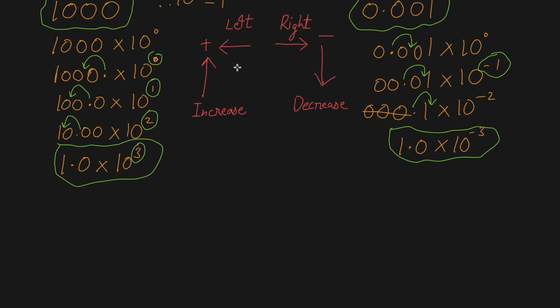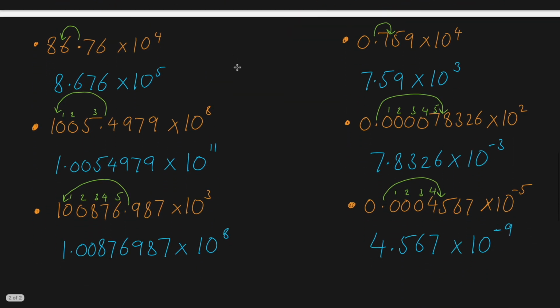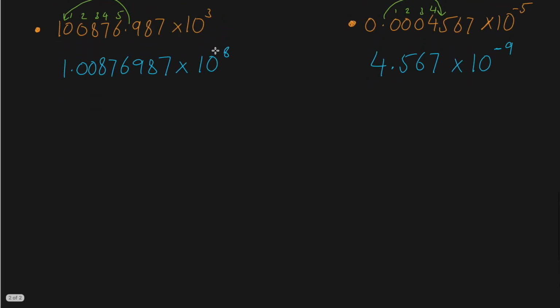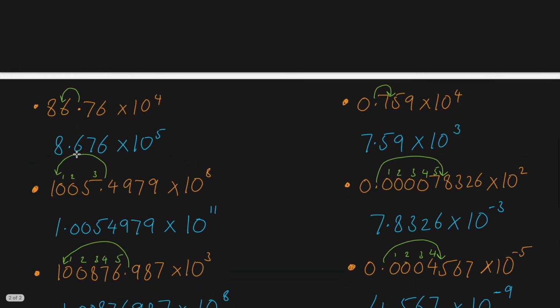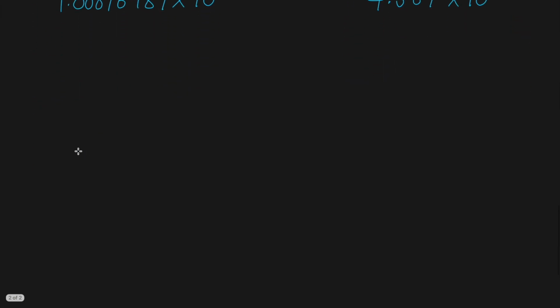Moving the decimal to the left, the power will increase. Moving the decimal to the right, the power will decrease. And also, for the sake of the next video, which will be about arithmetic operations on scientific notations, let's say we have this value here, 8 point. Let's have this.